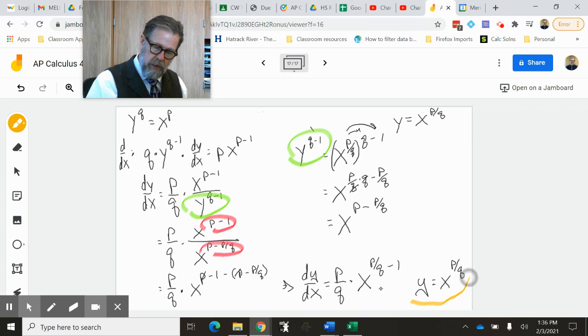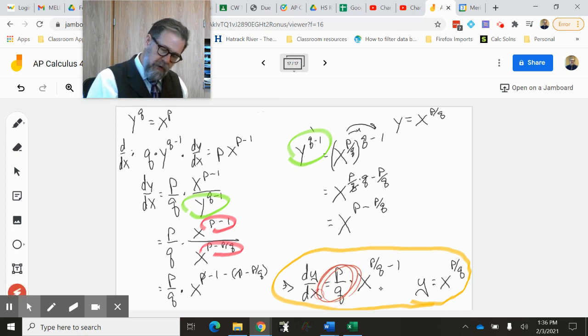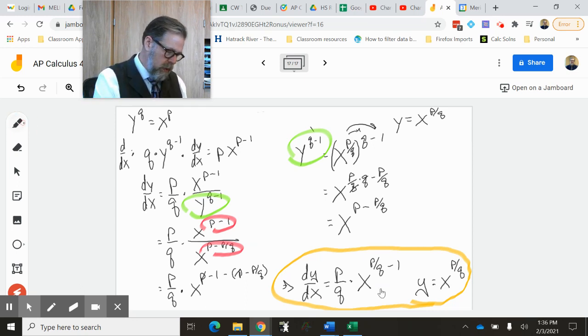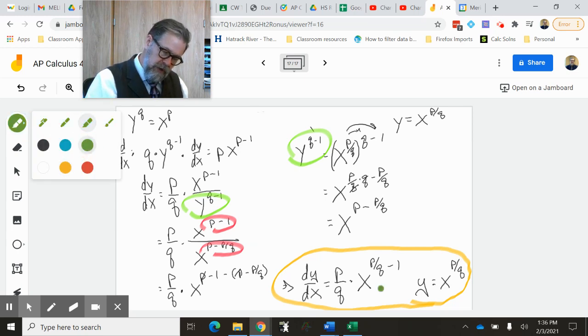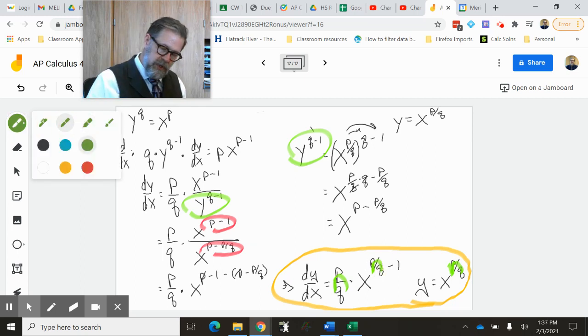We started with y equals x to the p over q, and we proved that we can just bring the p over q out front and then subtract 1 for the new power, which is exactly what the power rule had said. And since n was equal to p over q, it would be fair to then just take this and say that x to the n becomes, the derivative is n times x to the n minus 1, given where we started, which is that n is equal to p over q.